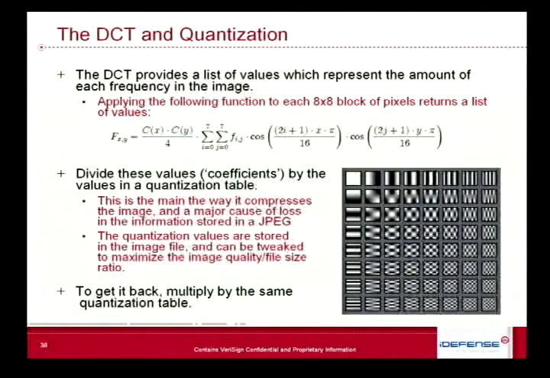The DCT provides a list of values which tell you the amount each frequency contributes to the image. It basically moves the space it's in from being position into frequency space. That formula there is kind of complicated. I have an animation, I think, which demonstrates it, if I can find the mouse cursor.